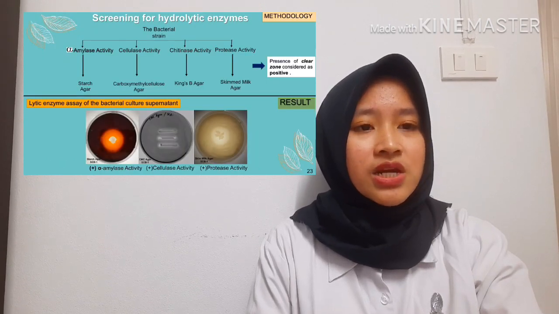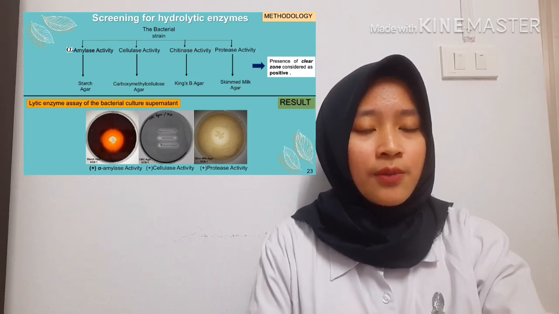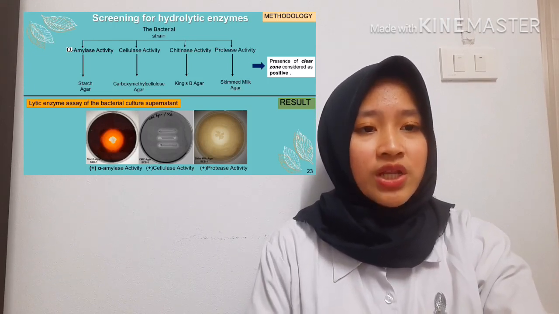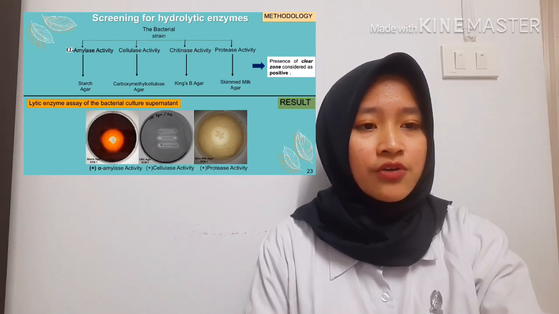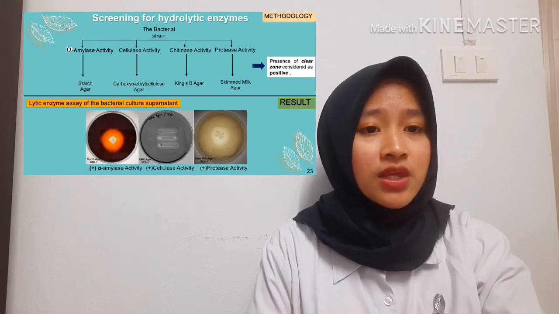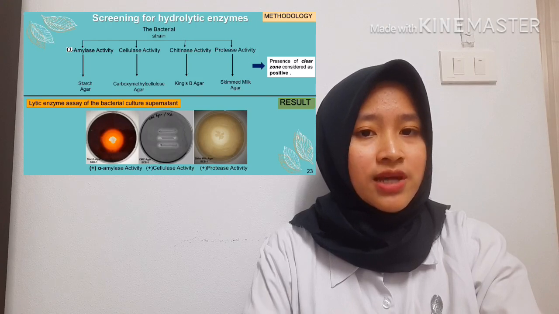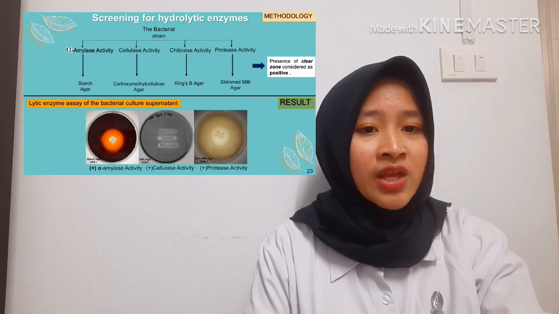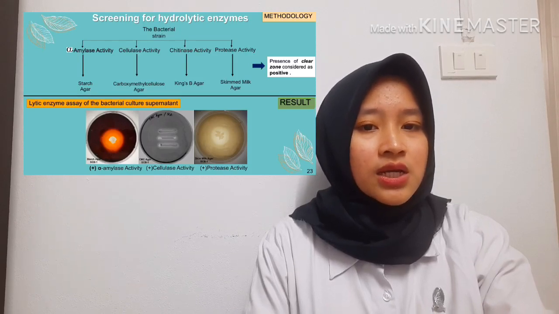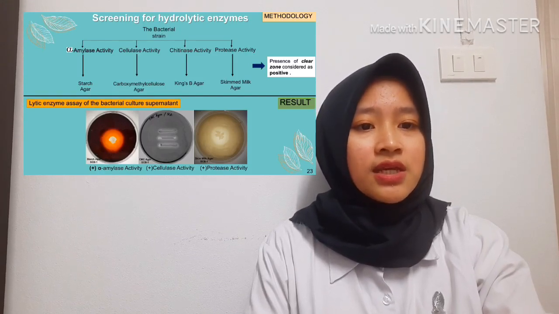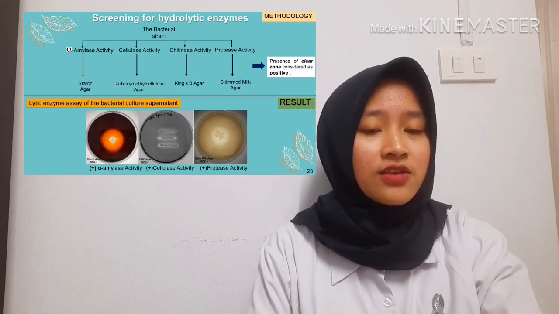Now they know that bacterial isolate SCB-1 produces something. So next, I am going to talk about what the bacteria produce to inhibit the fungi. They tested the bacterial strain using starch agar for alpha amylase activity. They tested the bacterial strain using carboxymethylcellulose agar for cellulase activity. They tested the bacterial strain using Kingsby agar for chitinase activity, and then they tested the bacterial strain using skim milk agar for protease activity.